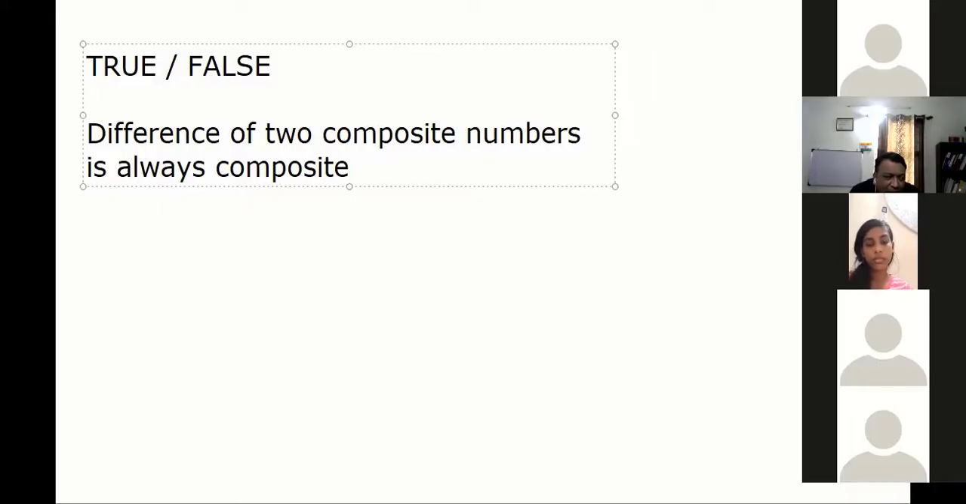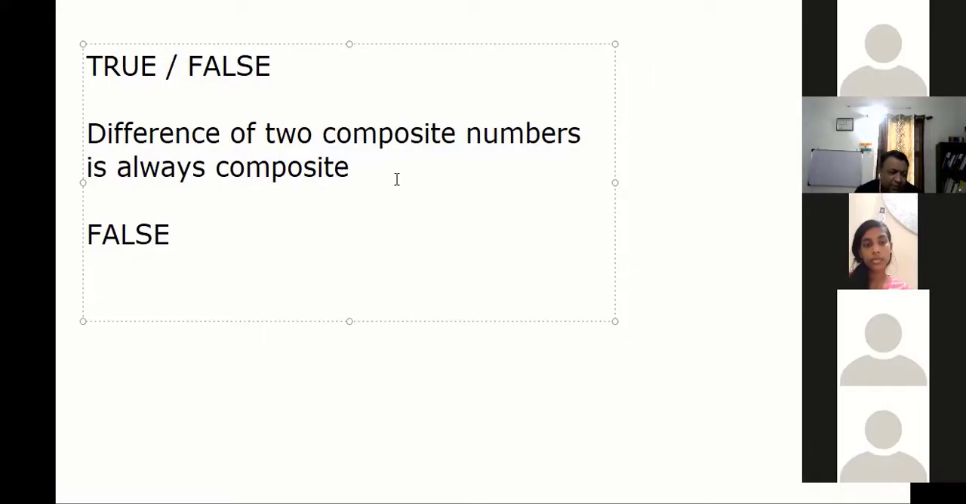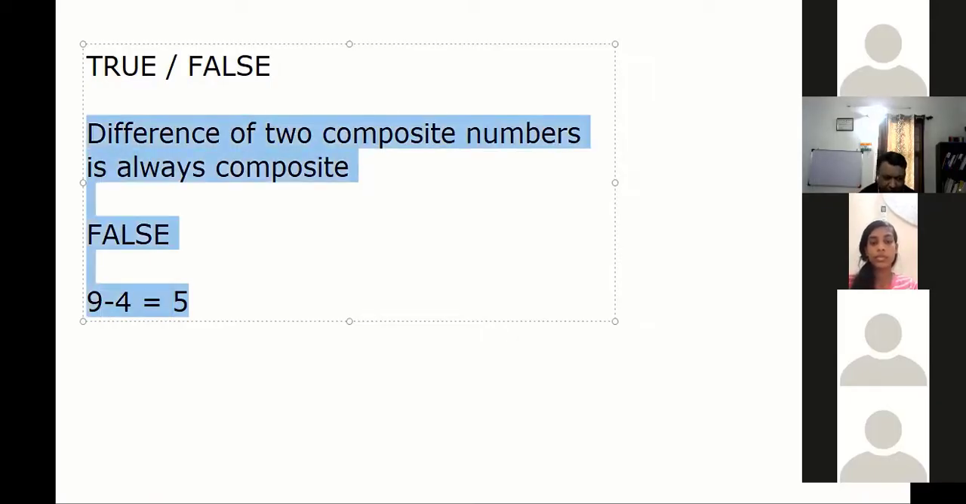Difference of two composite numbers is always composite. False. Why false? Soumya, give me some example. Difference of two composite numbers is always composite. False. Give some examples. Soumya, are you there? 9 minus 4. So it can be prime also, right? Good. And the last question.